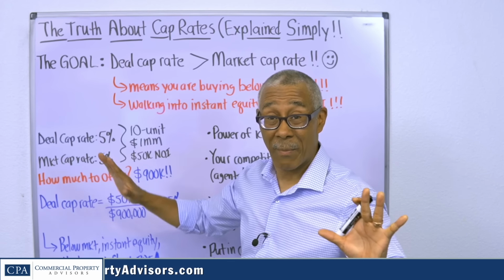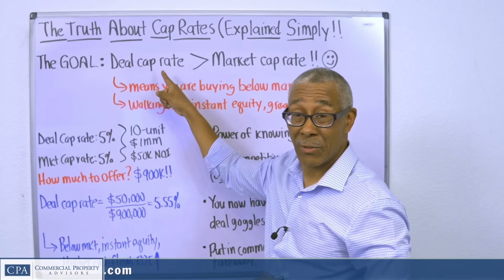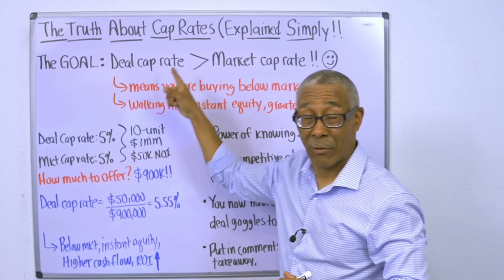So remember, your goal is to have your deal cap rate greater than your market cap rate. Once you know these two, what the deal cap rate is and the market cap rate, your question is, how much do I offer? What you want to do to achieve this formula is to offer a lower price than $1 million. As an example, I'm going to offer $900,000. Look and see how this math works.